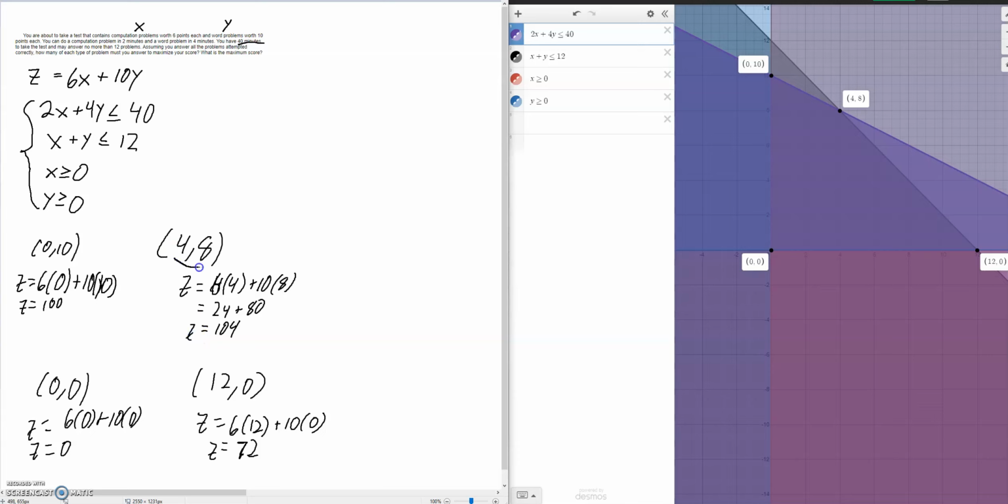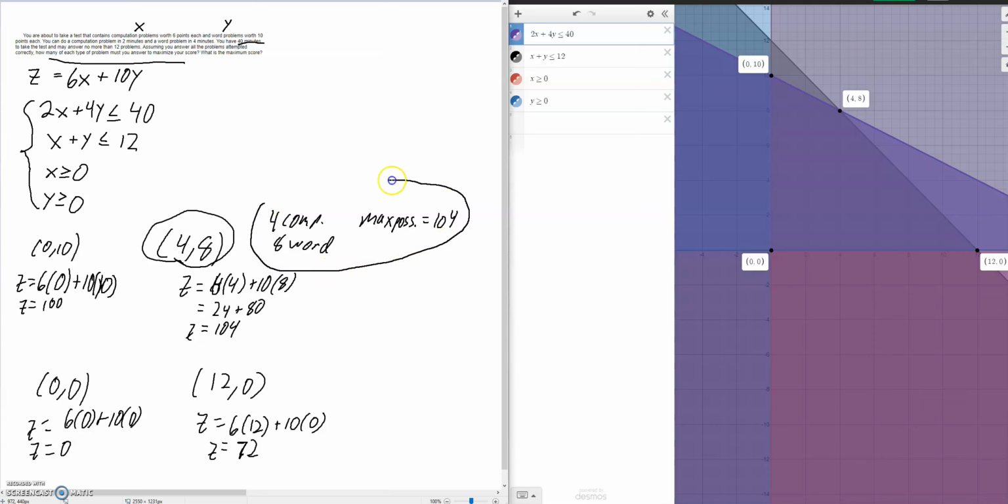So if we do 4 computation and 8 word problems, that is the number of each type. And what is your maximum possible score? The max possible is 104. And there we go.